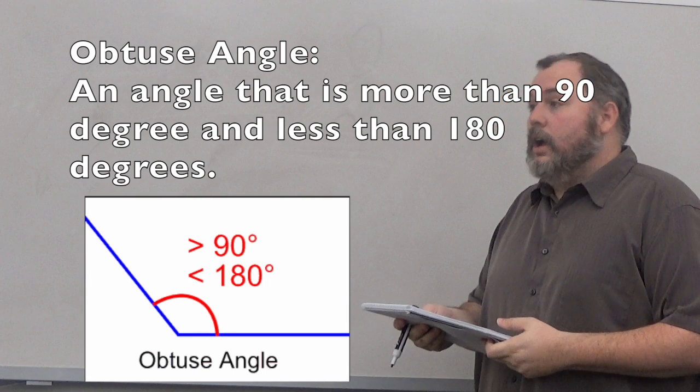I'm going to pause the video right here. I forgot to mention when I was recording this lesson, not only is an obtuse angle bigger than 90 degrees, but it's also less than 180 degrees. So it's bigger than a right angle, but smaller than a straight angle. Okay, back to the video.